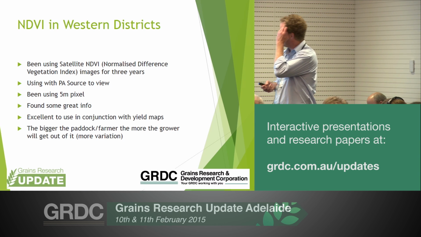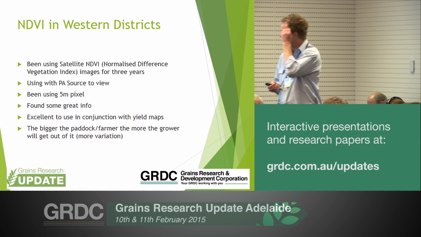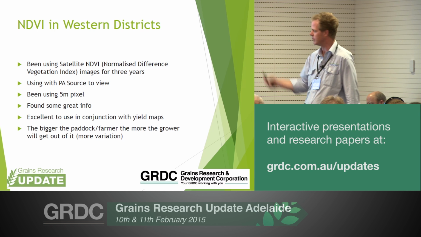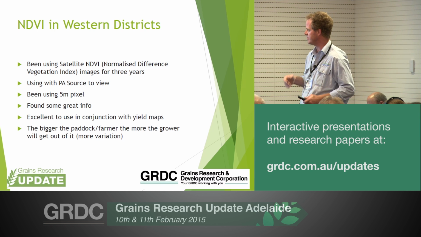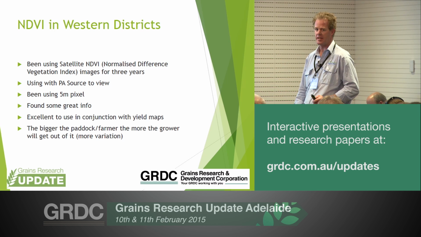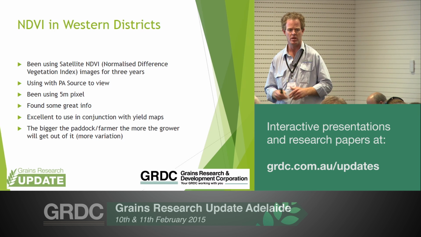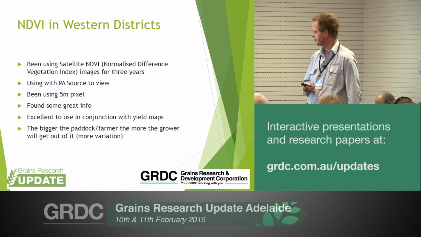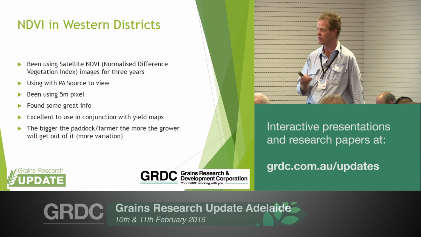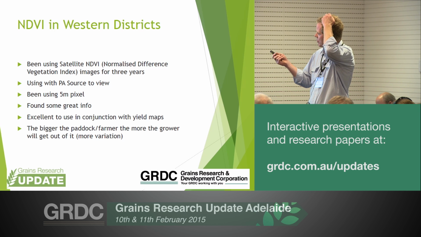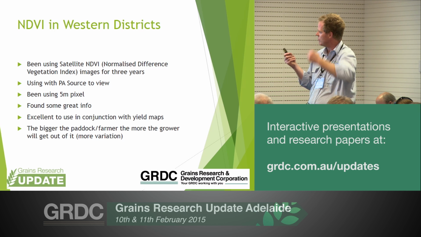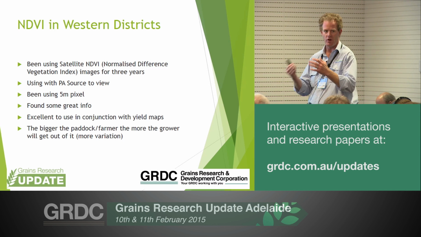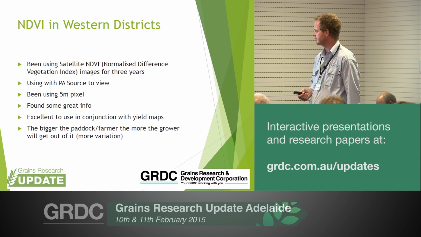So we've been using NDVI images for about 3 years through the business, using a program called PA Source, which is an internet-based program, which I'll talk about briefly soon to view those images. We've decided to go to a 5 metre pixel, mainly because we have smaller paddocks, especially compared to the Mallee and Wimmera and further north. And found some great info, which we'll talk about in a sec. The last couple of points, which we will elaborate on later, but really important to use with yield maps, so we can correlate that information and make sure they match up.